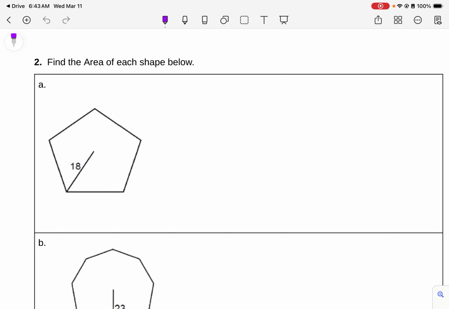Question number 2, find the area of each shape below. So we're going to do our 4-step process here. Step 1 is to create triangles.